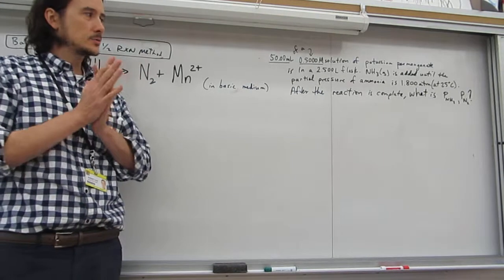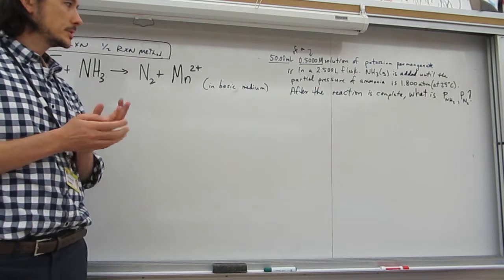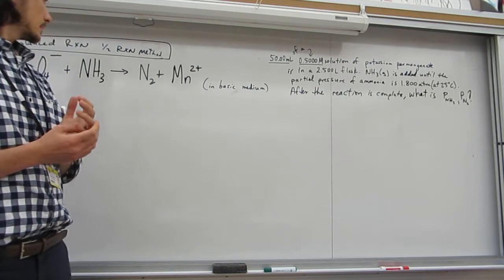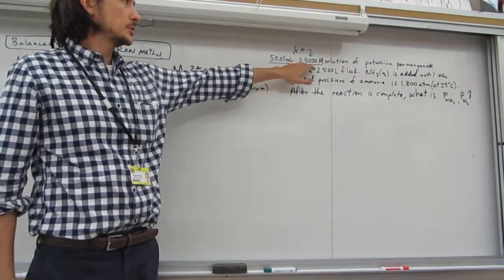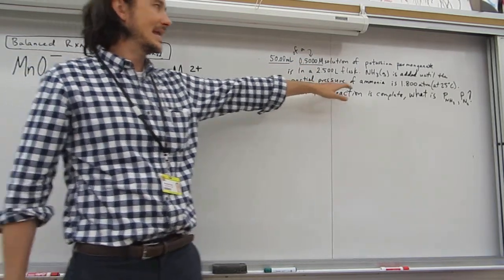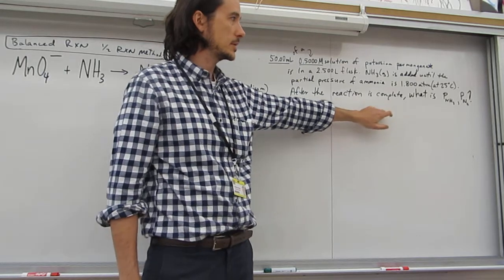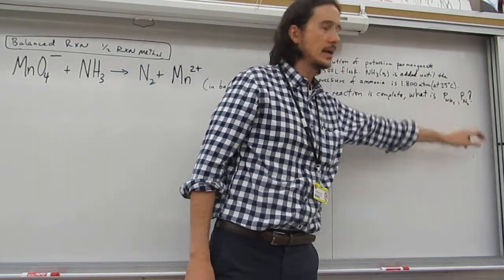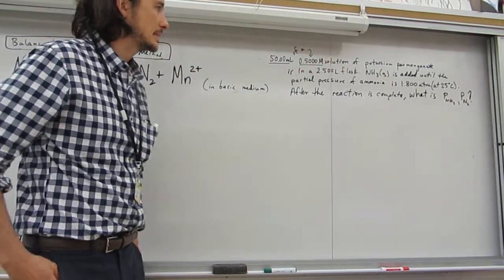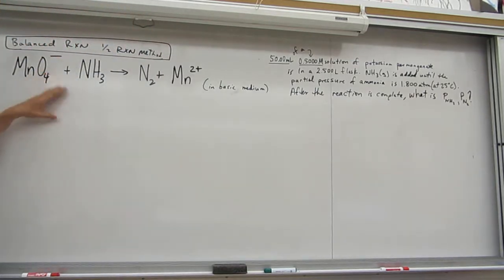Okay, so we have a redox problem, and there's a question that is going to give you some information about a solution along with a gas being added. And the question is, what is the pressure of ammonia and nitrogen in the end? So first we're going to start with the redox reaction.